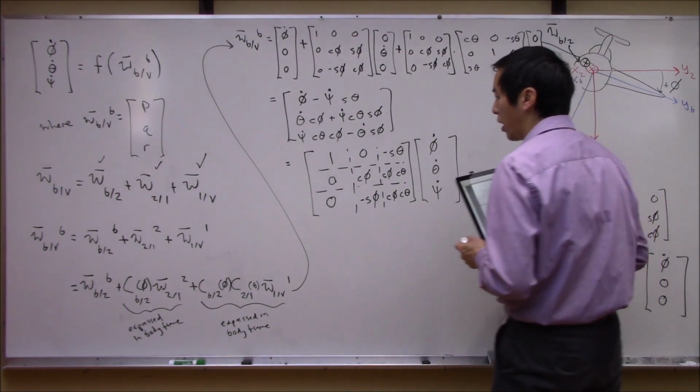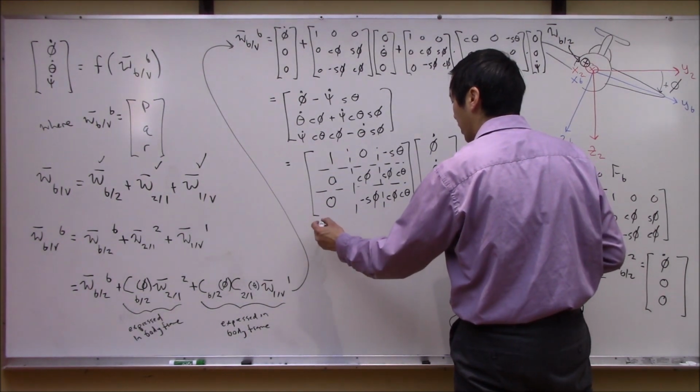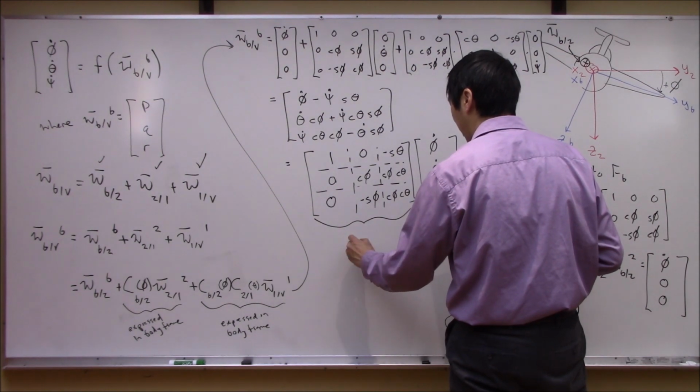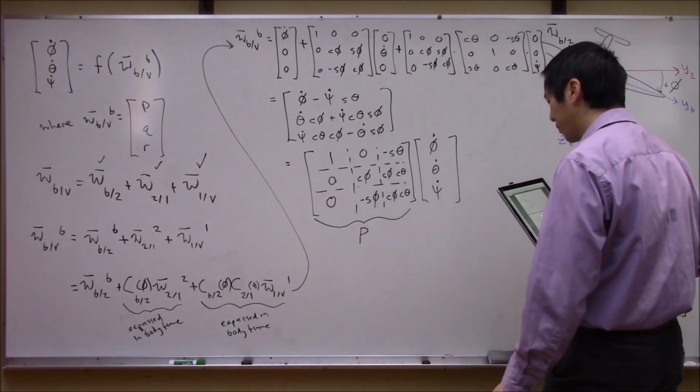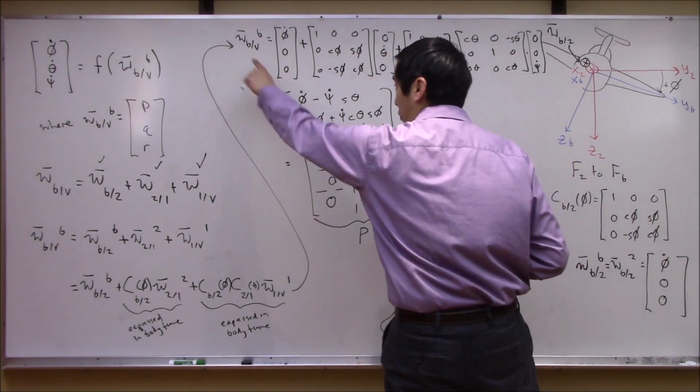So there we go. Here is what we end up with. We end up with this 3 by 3 matrix. Maybe let's call this thing some temporary matrix. Let's call it P or something like that. Okay. So what do we end up with? On the left side, if you remember, we follow this all the way back.